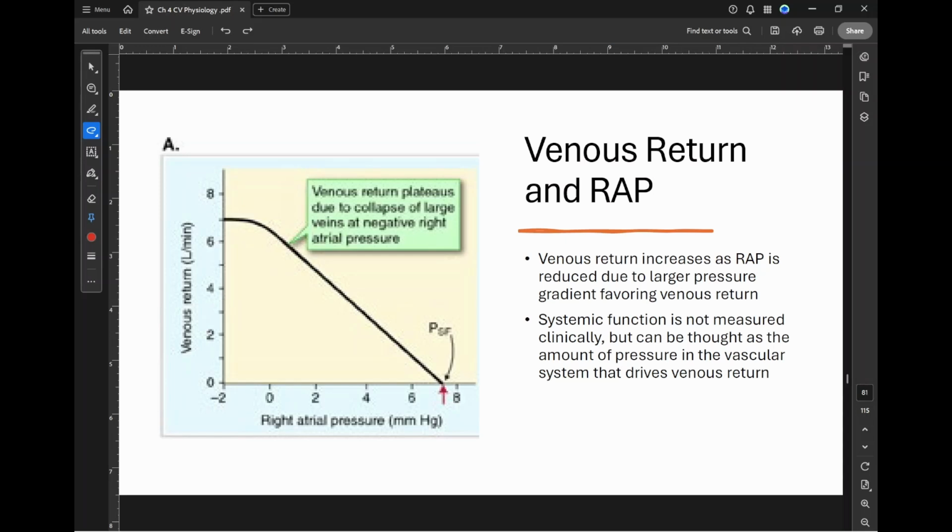Because that gradient is now smaller than it was before. We're increasing right atrial pressure, which is also known as central venous pressure, the pressure in the right atrium. This is just the amount of blood coming back into the heart. That's all this is telling you. As you increase right atrial pressure, less blood can come back in because we've altered the gradient for flow. From 120 to 5, now we're at 120 to 10. We've altered that flow, so venous return has to slow down the higher the right atrial pressure is.